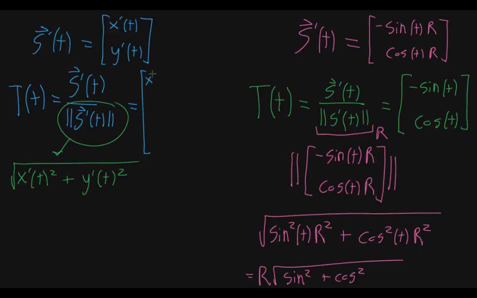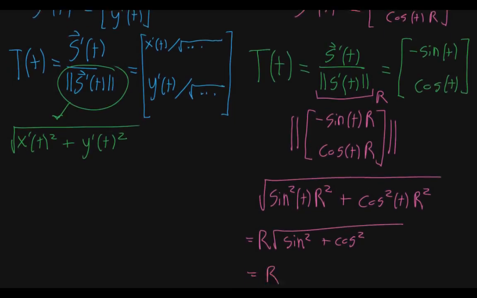Instead, we have x prime of t, which is the x component of our s prime of t, and we have to divide it by that entire magnitude, that whole square root expression. I'm just going to write dot, dot, dot with the understanding that this square root expression is what goes up there. And similarly, over here, we'd have y prime of t divided by that entire expression again. So simplification doesn't always happen. That was just a lucky happenstance of our circle example.